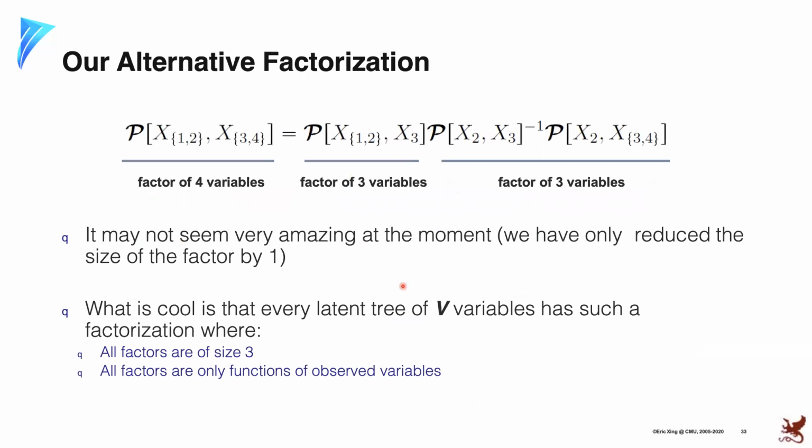But this will be more powerful if we take more variables on the left hand side. Because what is cool here is that for every factor on the left hand side, if the number of variables is more than 3, we can always further decompose it into smaller factors that are of size 3. So in the end, the right hand side would only contain factors that are functions of observed variables, and these factors are of size 3.